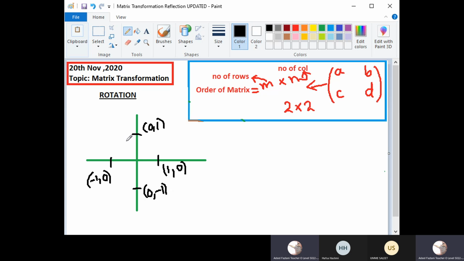Now this time you have to put an anti-clock arrow when it comes to rotation. What was the cycle of arrows in reflection? Reflection, when it was clockwise. Now this time in rotation, you have to put a cycle of arrows in an anti-clock way, right? And this is nothing but your 90 degree clockwise. This is nothing but your 90 degree clock.